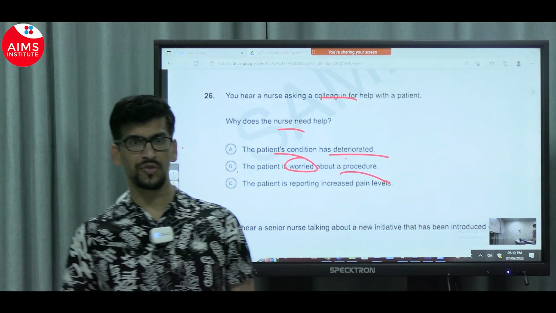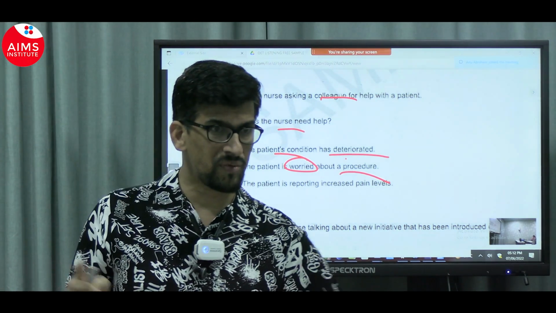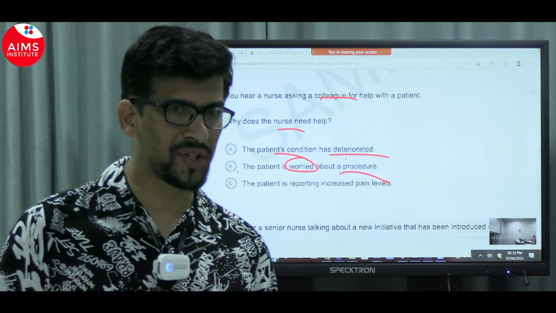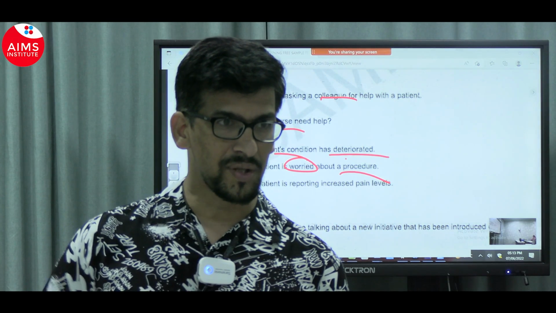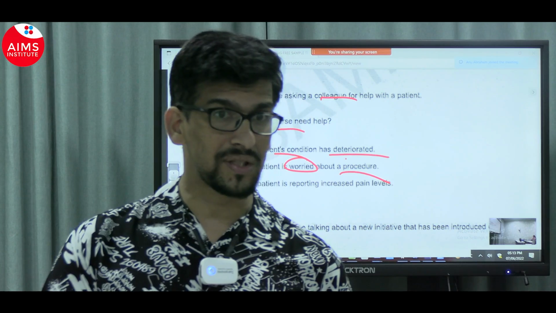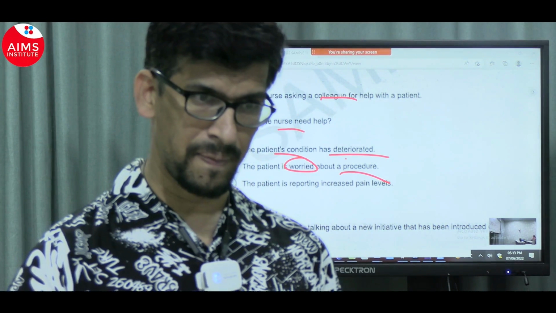Patient might be worried about the procedure, still we have no choice. We are going with the procedure now. Patient is worried about the procedure, but somehow I convinced him and he is going for the procedure. But the question is not about whether the patient is concerned or worried. The question is why the colleague was called. Why did the nurse contact the colleague for help?